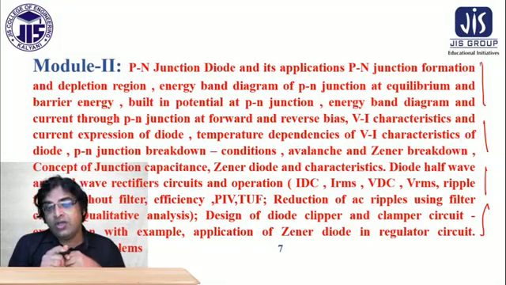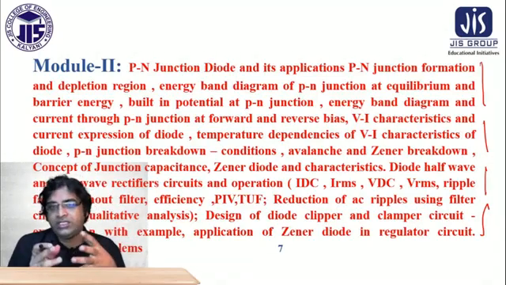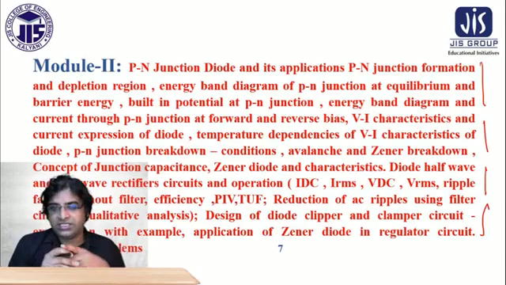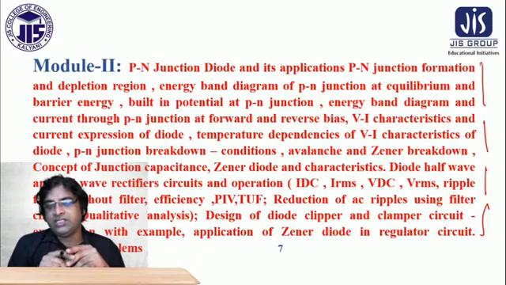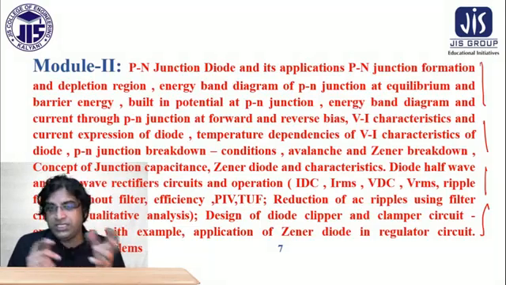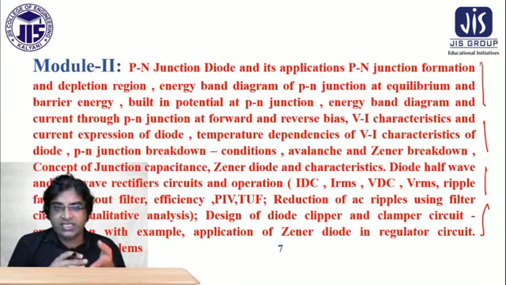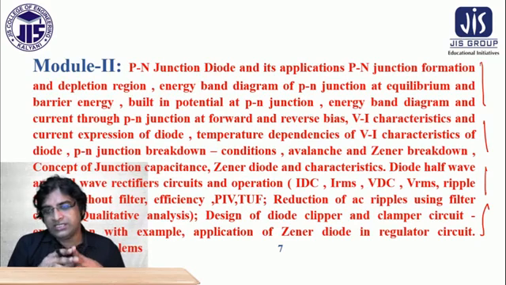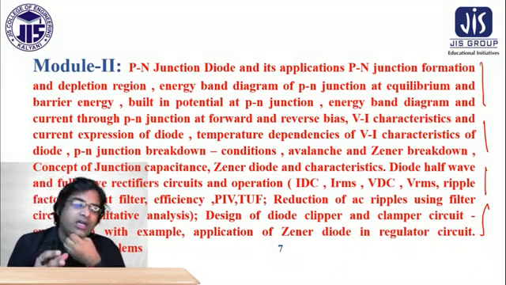The energy band diagram of the PN junction at equilibrium, the barrier energy, the built-in potential at the PN junction, and the energy band diagram of the current through the PN junction at forward and reverse bias, which is very, very important. How a diode works in forward bias and reverse bias characteristics is very important. And also the VI characteristics, the current expression of the diode, and the temperature dependence of the VI characteristics. So VI characteristics, voltage and current characteristics, how the voltage and current relate, that is also very, very important.